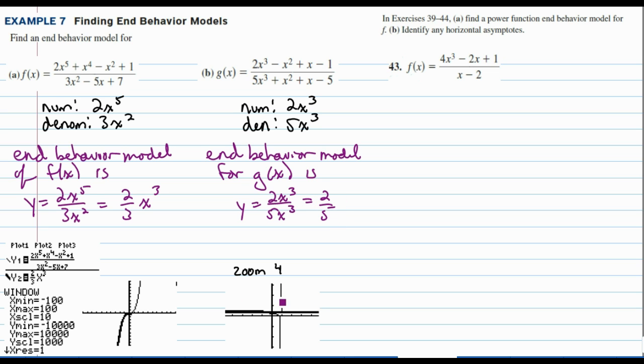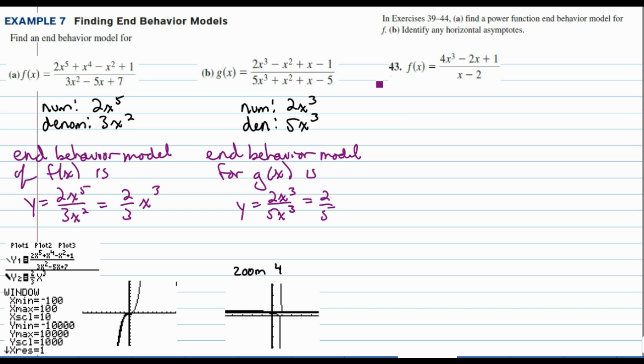So I just did a Zoom 4. I put in y1, g of x, and in y2, 2/5, and it's just a horizontal line. Now we've got a vertical asymptote in here, and actually the g of x graph does overlap the asymptote at some point, but that's okay. As we go really, really large, both to negative infinity and positive infinity, the asymptote takes place where the function will approach forever and ever, and y equals 2/5 models that end behavior.